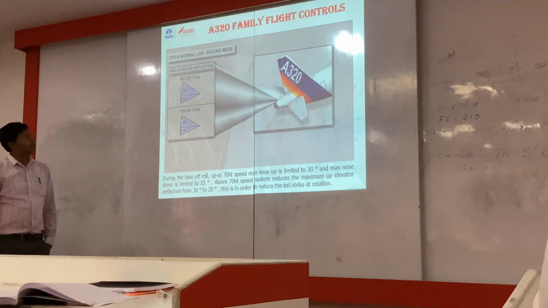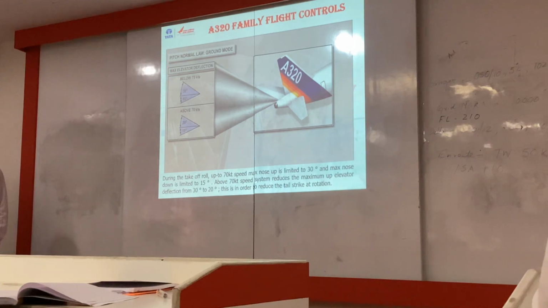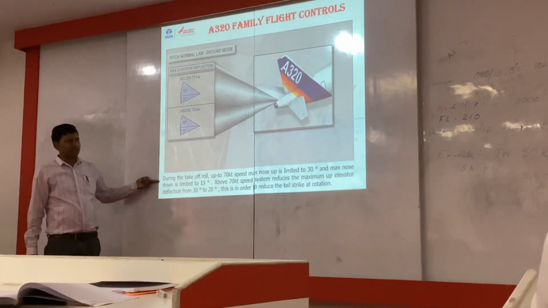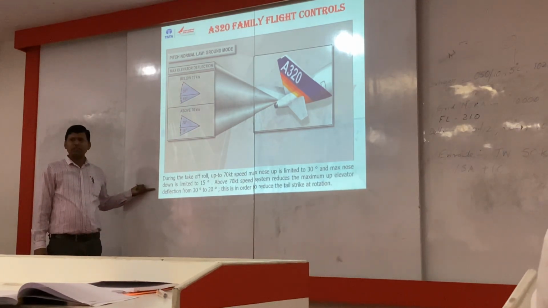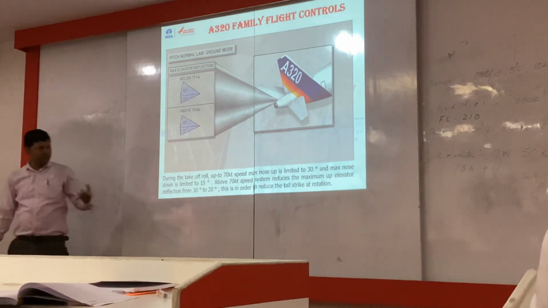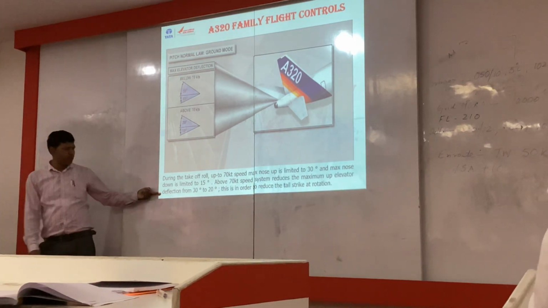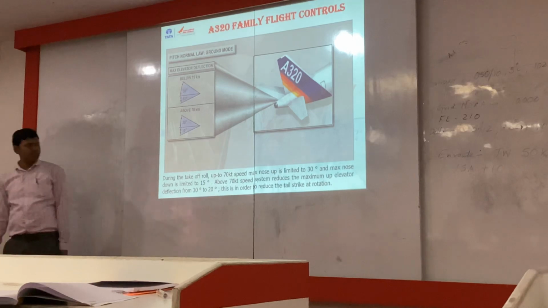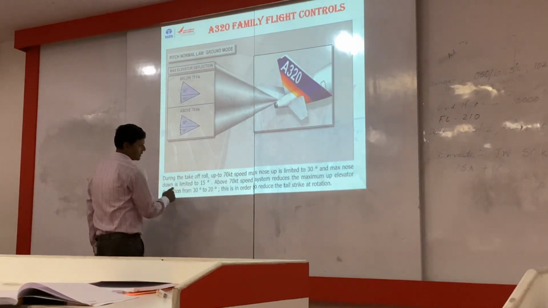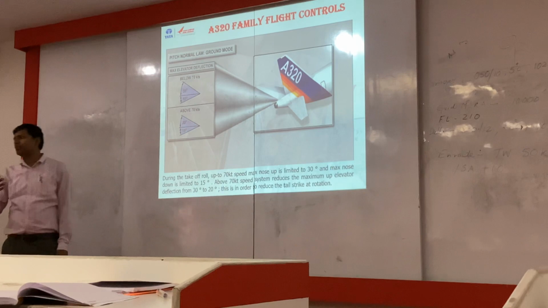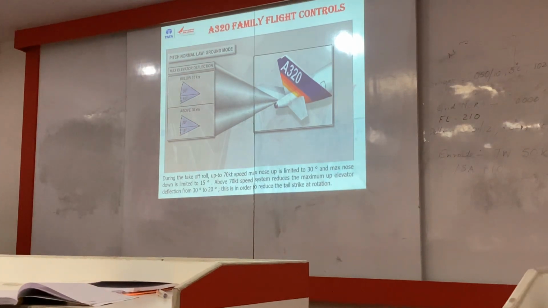Then pitch normal law, ground mode. During the takeoff roll, up to 70 knots, max nose up is limited to 30 degrees and max nose down is limited to 15 degrees. Above 70 knots, it is reduced further from 30 to 20, in order to reduce the tail strike at nose up. So basically up to 70 knots there is 30 degrees, and then in order to avoid the tail strike, they reduce it further.